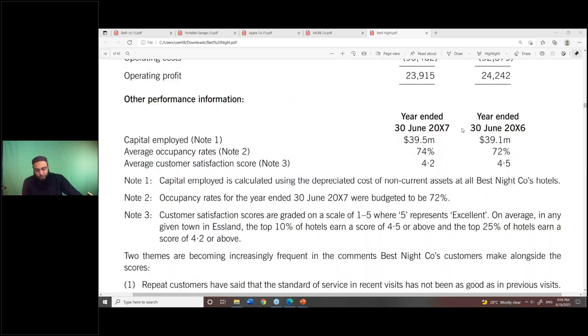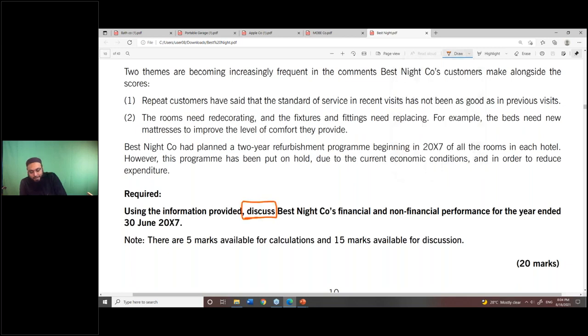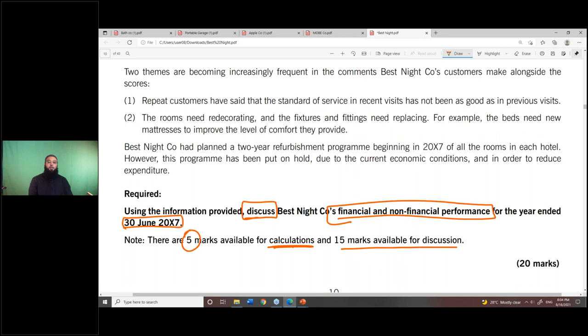First of all, let me quickly tell you it's a 20 mark question. Using information provided, discuss, which is the verb, Best Night's financial and non-financial performance, June 2017. 5 marks are available for calculation, 15 marks for discussion. So remember, calculation weightage is not that much, so you don't over-calculate. Avoid over-calculations, okay? I'll tell you how to select things and work out. There is no benchmark, should I work out 3 ratios, 4 ratios? It depends on the question information. Okay, let's start.